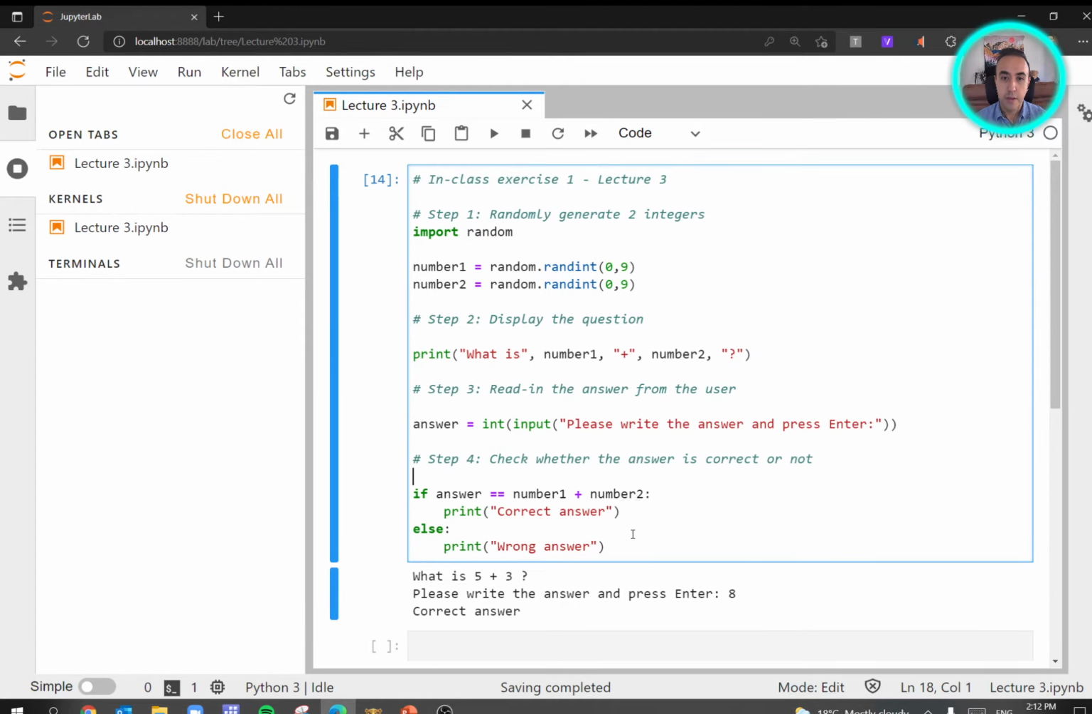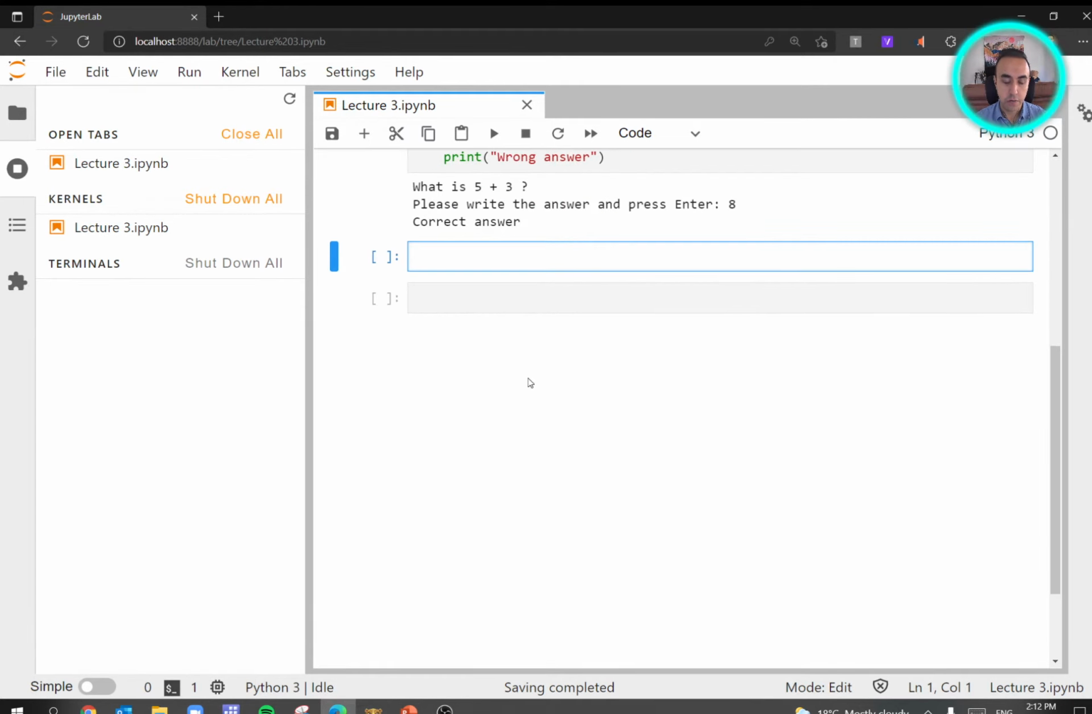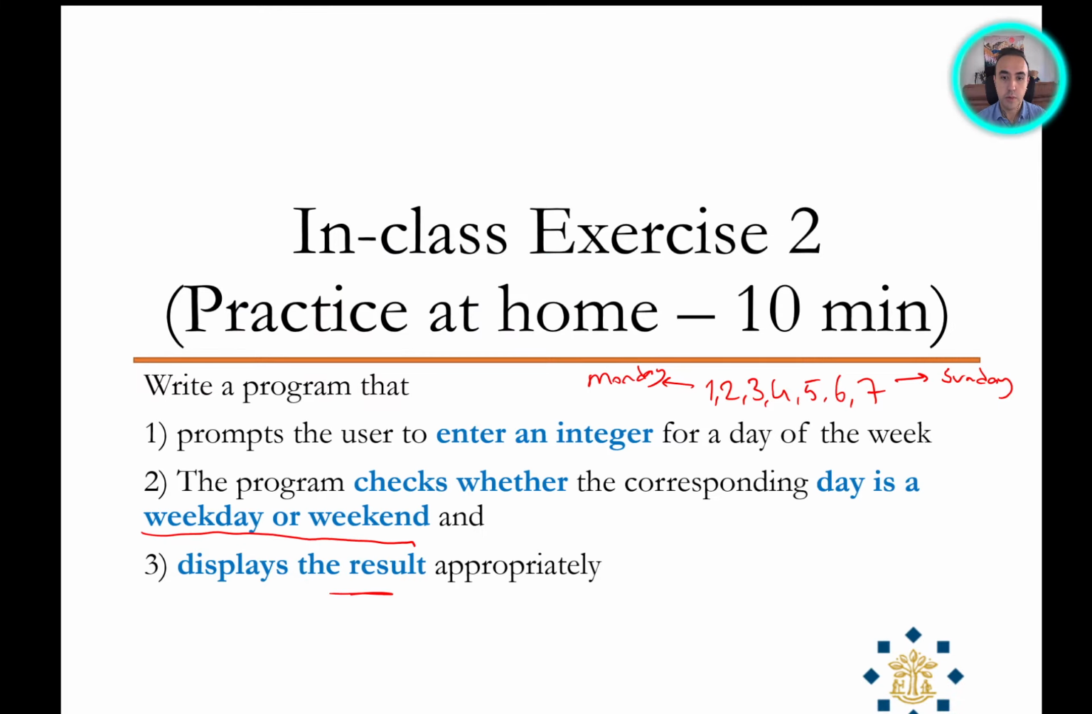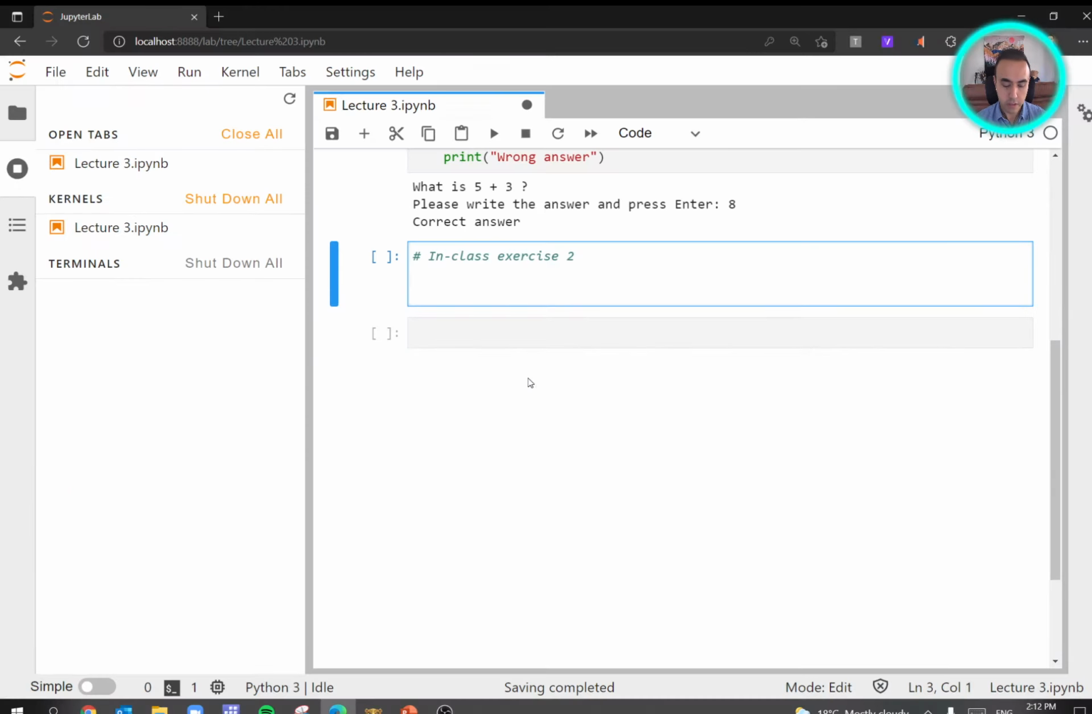So, I'm going to start off from a new box. This is in-class exercise number 2. What we were asked to do is prompt the user to enter an integer for a day of the week. Okay, so step 1.